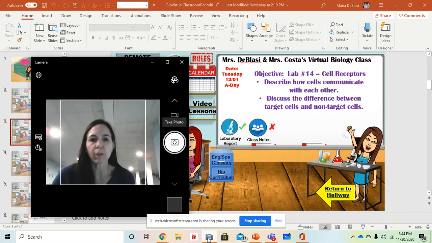So today we're going to talk about how cells communicate with each other. We're going to discuss the difference between a target cell and a non-target cell. If you remember what receptors are, they are proteins found on the surface of cell membranes, and they help cells communicate with one another.